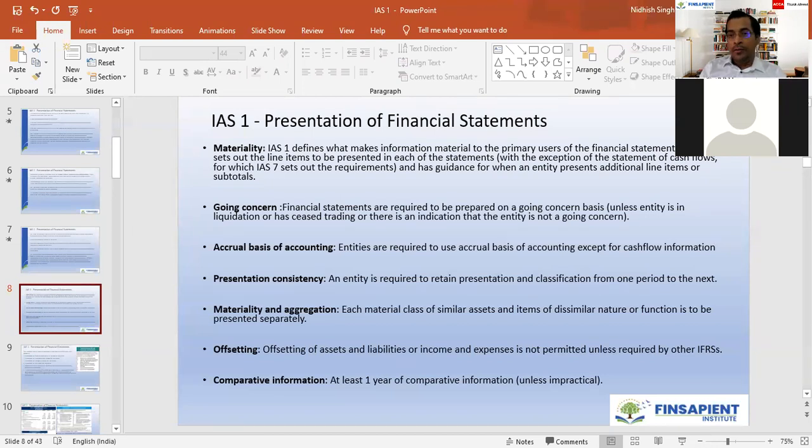And then comparative information, we have already discussed that at least 1 year of information needs to be provided for comparison.